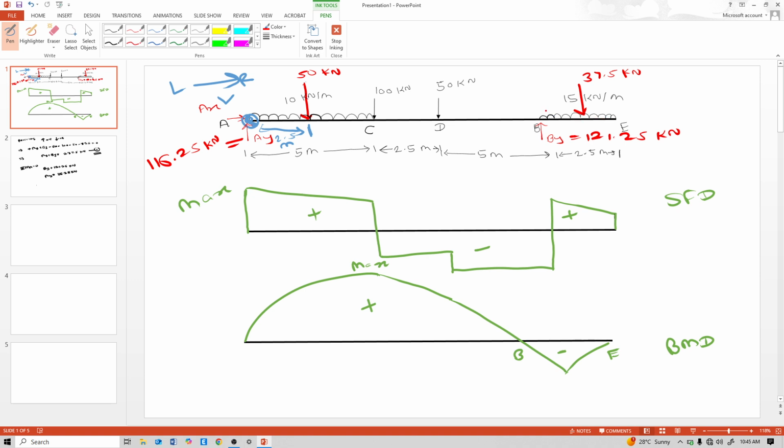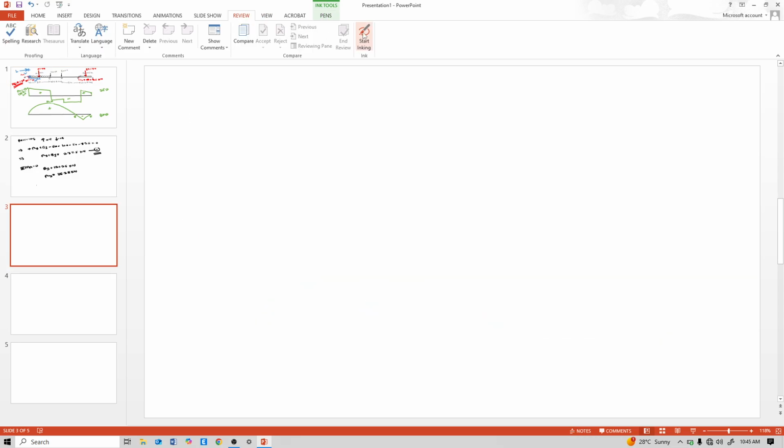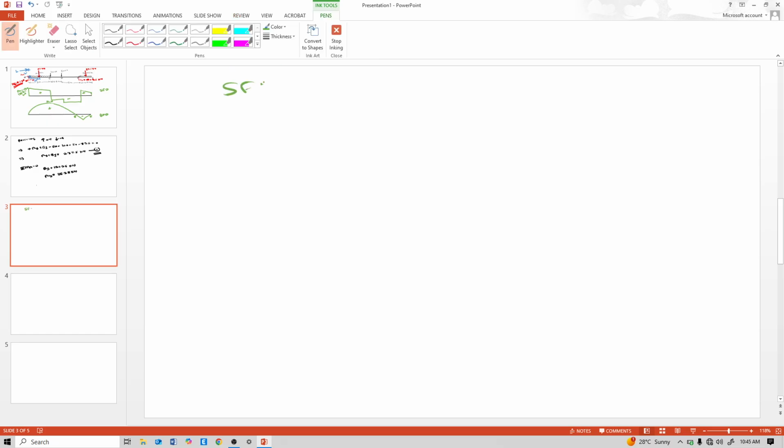Now the next step is to calculate the shear force diagram. This 116.25 kilonewton is nothing but the reaction. See here, 116.25 kilonewton. Shear force calculation. First, shear force at point A is equal to 116.25 kilonewton.